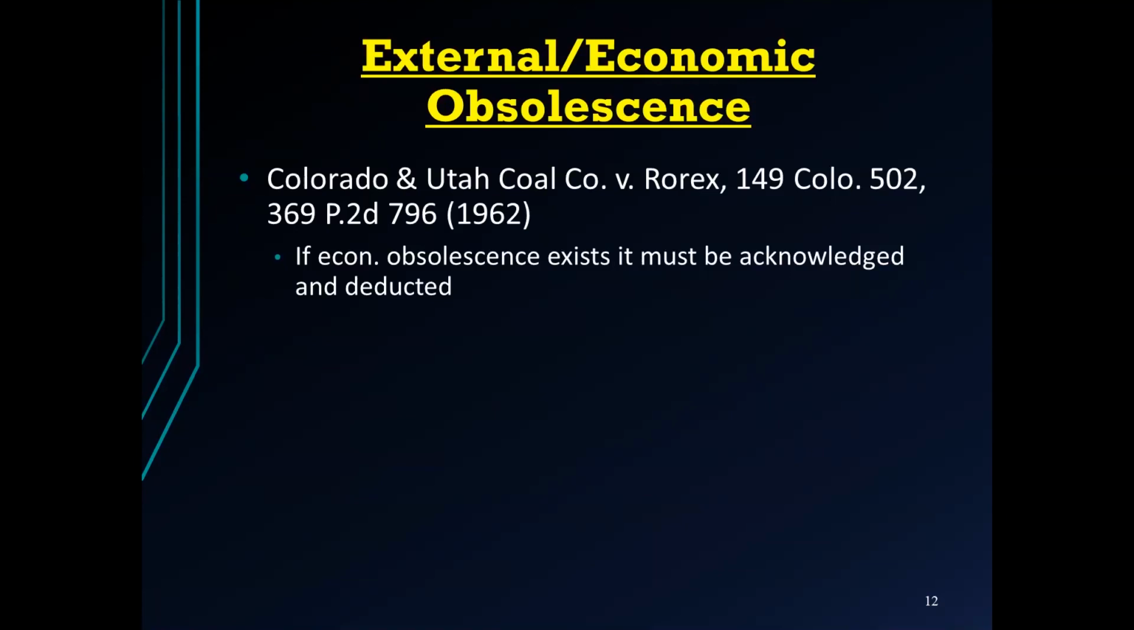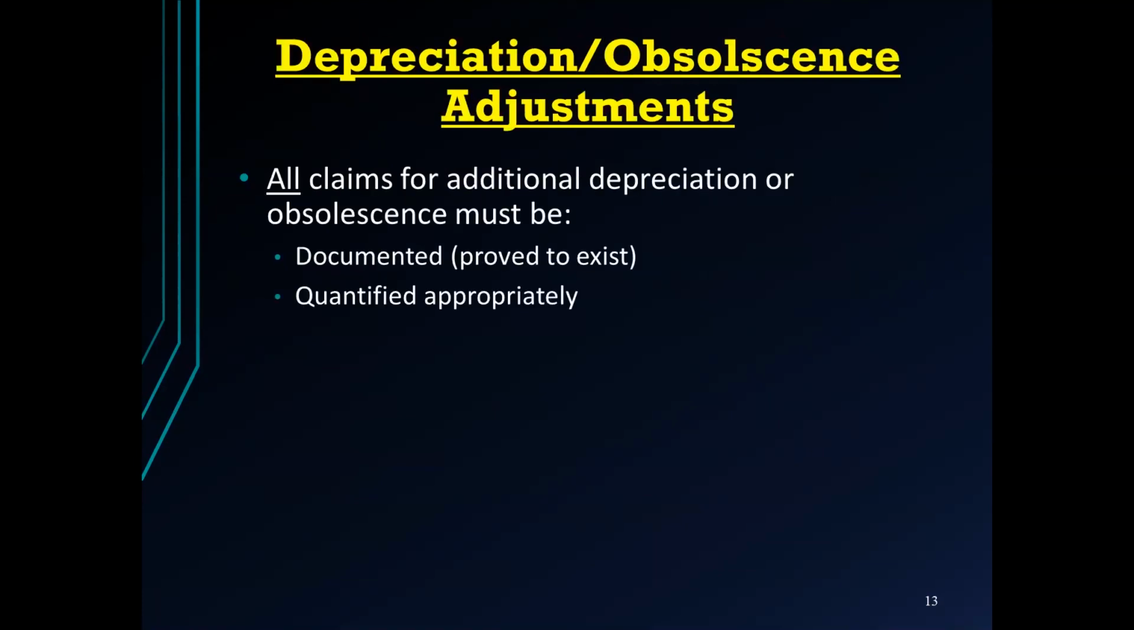And so the first hurdle, before you even get to the quantification piece, is proving that there really is some sort of obsolescence, whether it's physical, functional, or economic. You have to prove that it exists, and then you have to quantify it appropriately. And this is what we just talked about. You have to prove that it exists, and so to document it and then quantify it. And we'll talk about what kind of documentation you would typically look for in just a second.